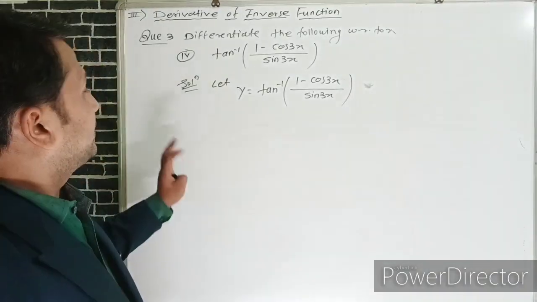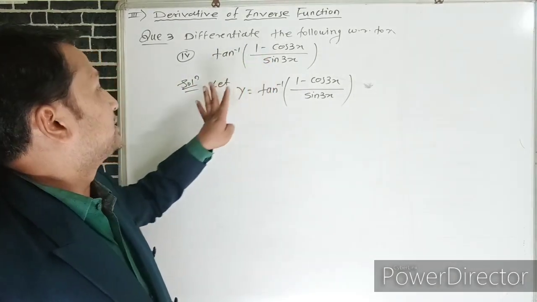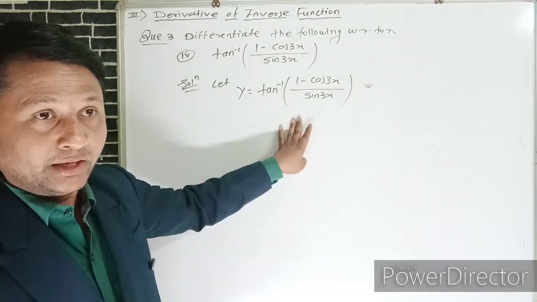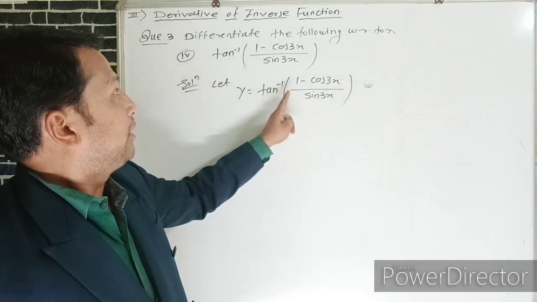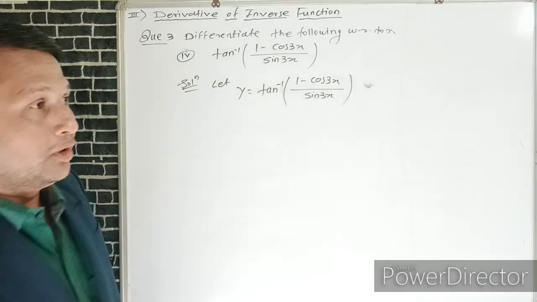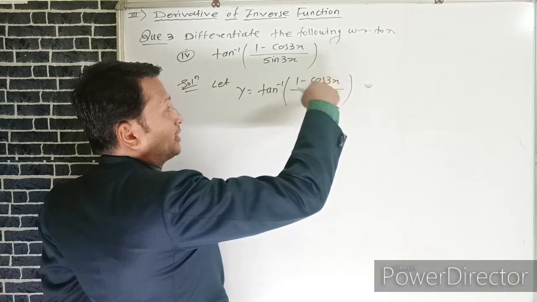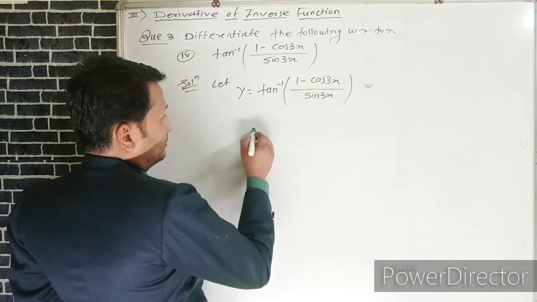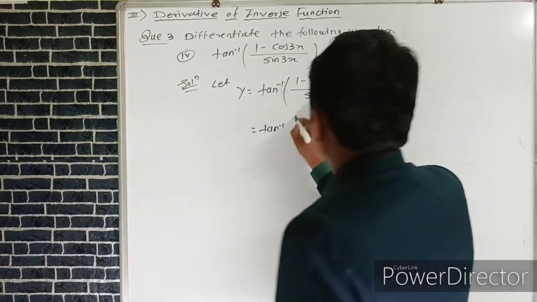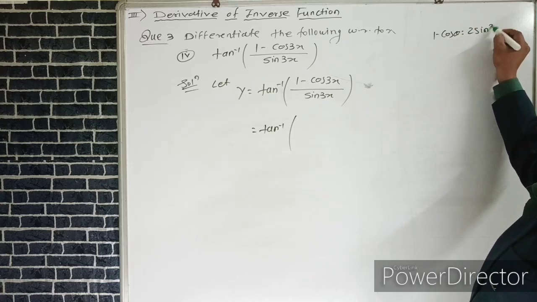Next one, example number 4 is tan inverse of 1 minus cos 3x upon sin 3x. First we consider that the function y is equal to tan inverse of 1 minus cos 3x upon sin 3x. To differentiate the given function, first we simplify this trigonometric form into tan. Here tan inverse stays as it is. We know that 1 minus cos theta is equal to 2 sin square theta by 2.